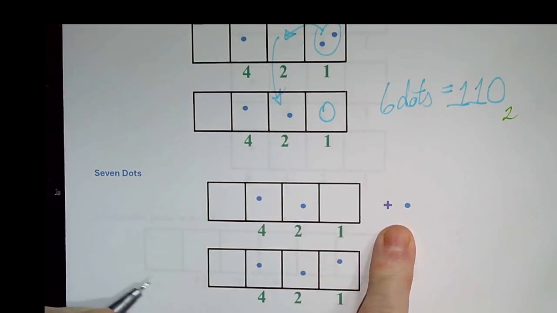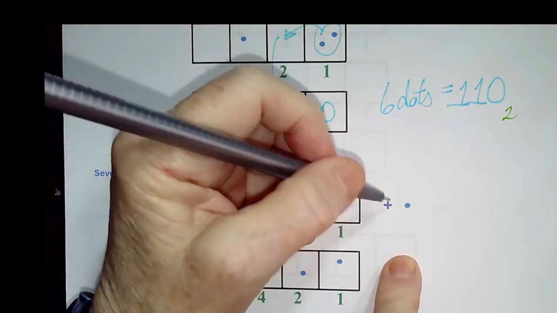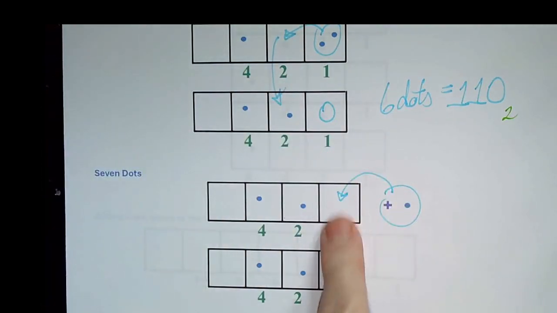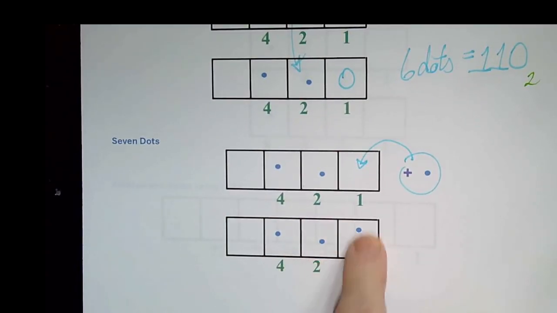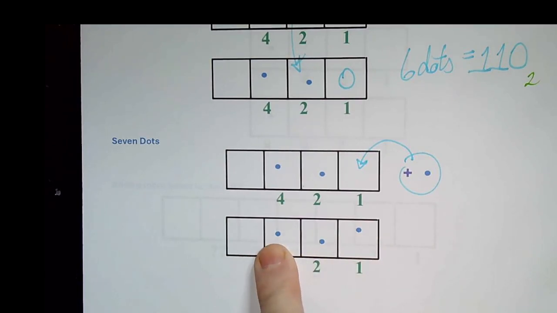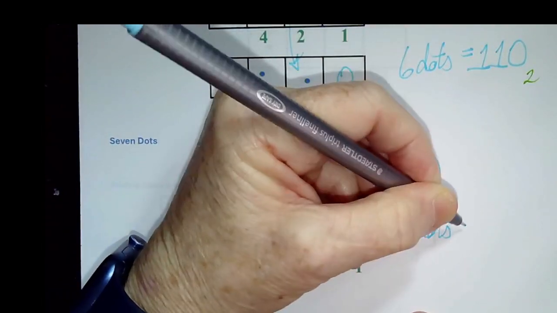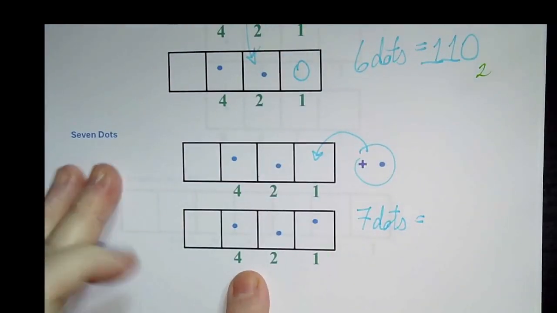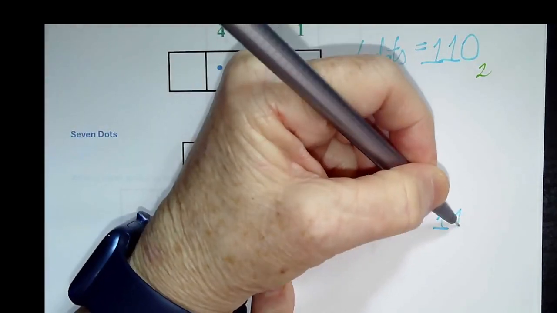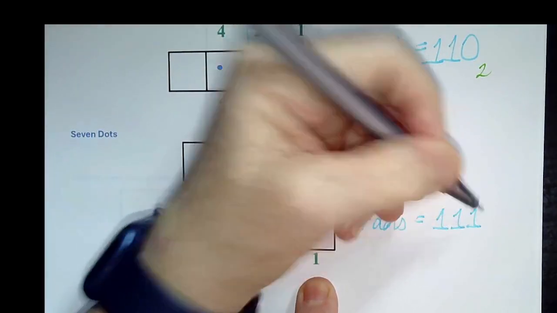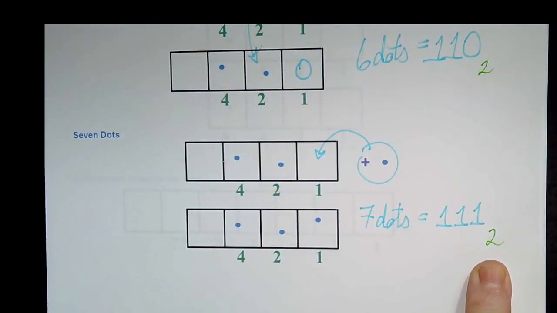So if I add another dot to the 6 that we had before, I add it to the ones place, and I find that this is okay. I only have 1 dot in each place. So I can see that 7 dots is equivalent to 1 dot in the fours, 1 dot in the twos, 1 dot in the ones. And the base is 2 because we're using the 1 to 2 rule.